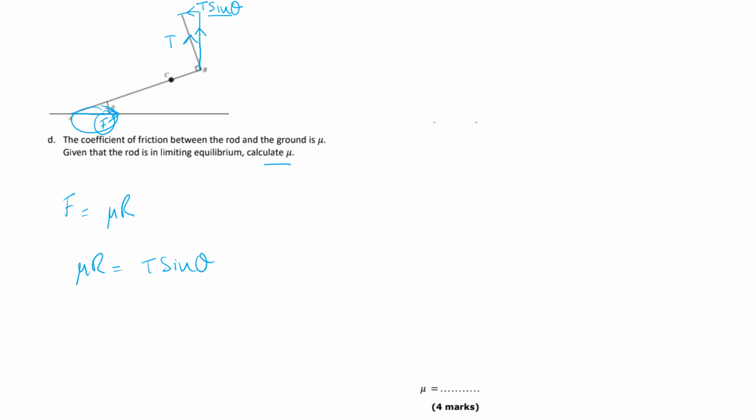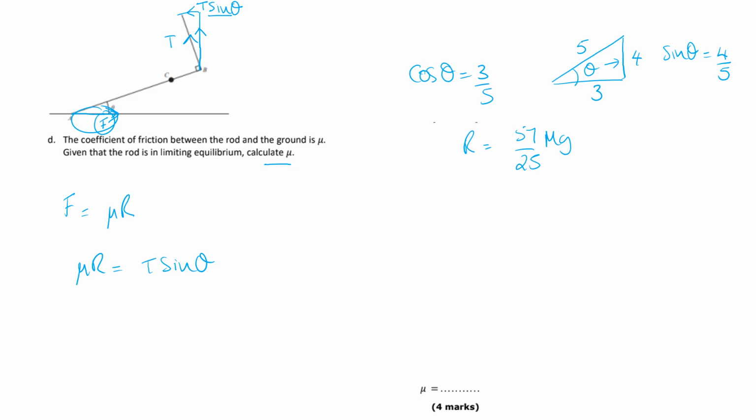Now in the previous part we were told that cos theta is equal to 3/5. So we just put that on a right angle triangle. If the adjacent is 3 and the hypotenuse is 5, then that makes the opposite to the angle 4. So sine theta is going to be 4/5. In the previous question we had that R was equal to 57 over 25 mg, and we had that T is equal to 2mg cos theta, and cos theta is our 3/5. So that's going to be 6mg over 5.